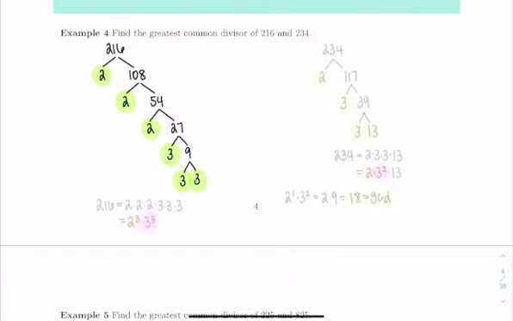And so the prime factorization of 216 is 2 times 2 times 2 times 3 times 3 times 3, or we can write this as 2 cubed times 3 cubed. We want to do the same thing for 234.